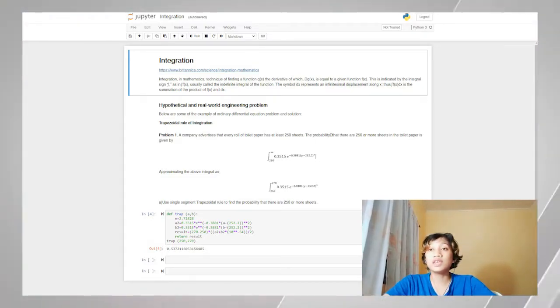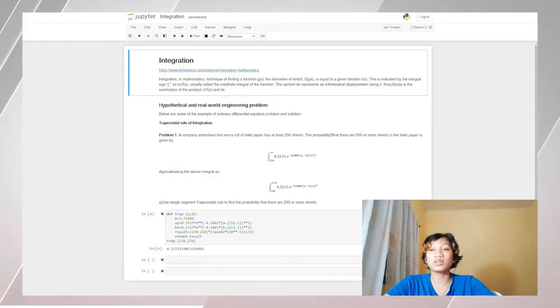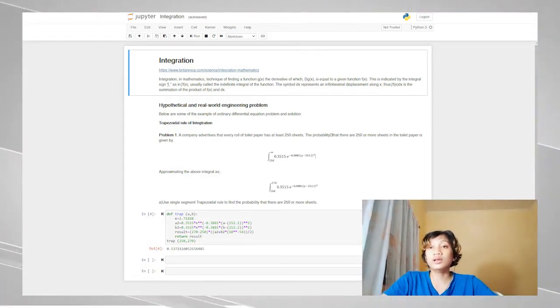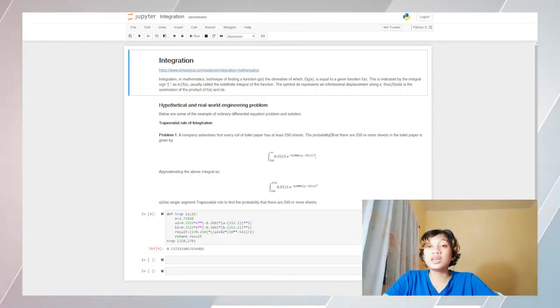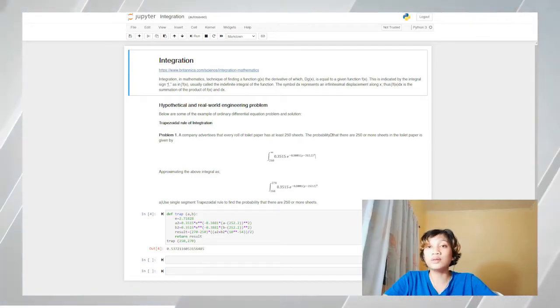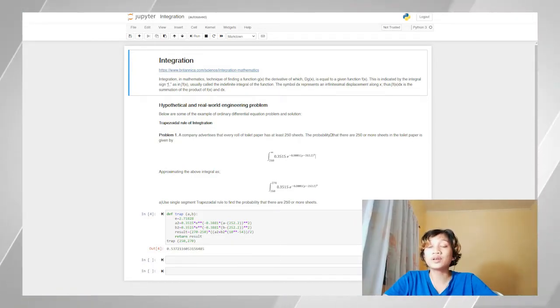So, we name E for the exponent, and the exponent is equivalent to 2.71828. Next is A2. A2 is what we named for the next step of the solution. So, A2 equals 0.3515 asterisk, or times, E, then double asterisk. Double asterisk defines the exponentiation operator. Negative 0.3881 times A, where A is equivalent to 250 minus 252.2. Double asterisk again because it is the exponentiation operator.